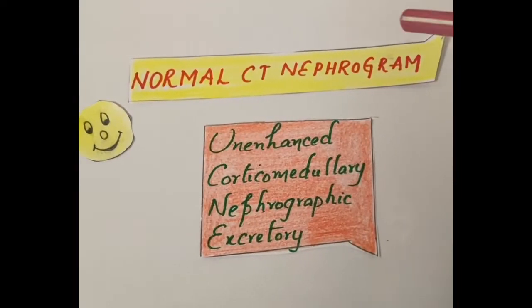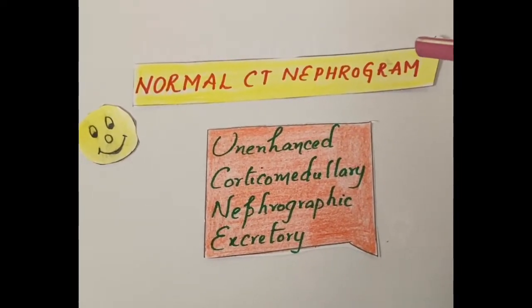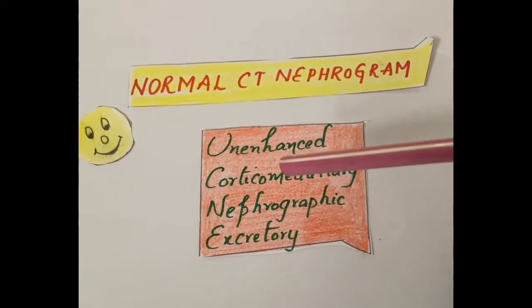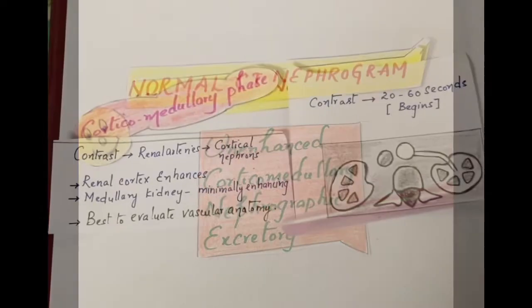Hi everyone, today we will be discussing normal CT nephrogram. It consists of an unenhanced phase, and once the contrast is given, we have three phases: corticomedullary, nephrographic and excretory. Next is the corticomedullary phase.